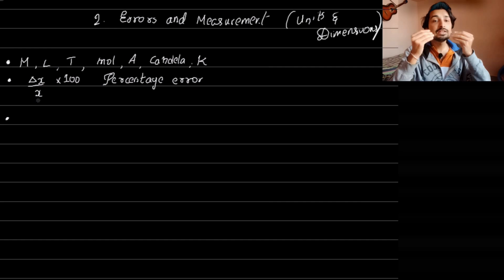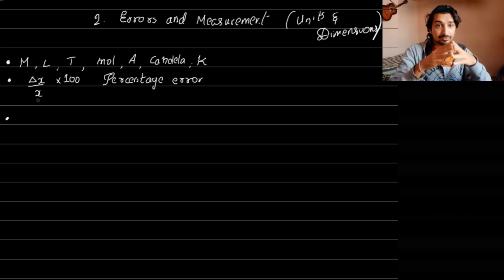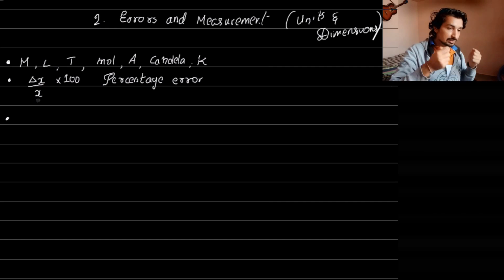Now what happens to errors when you add quantities, and how do you represent errors? When I want to represent a quantity, say I want to represent the length.